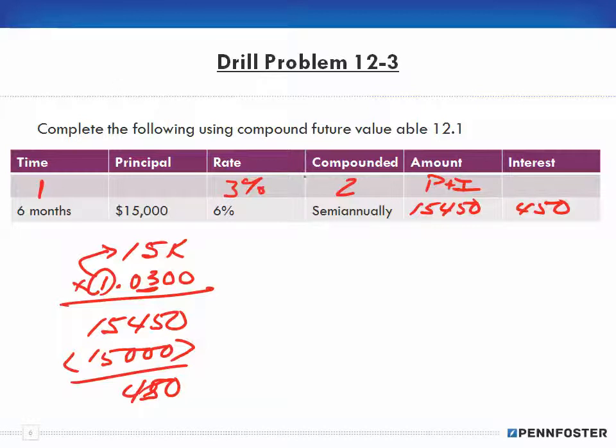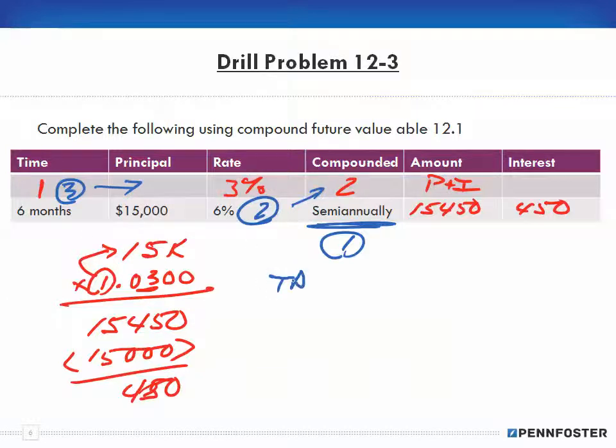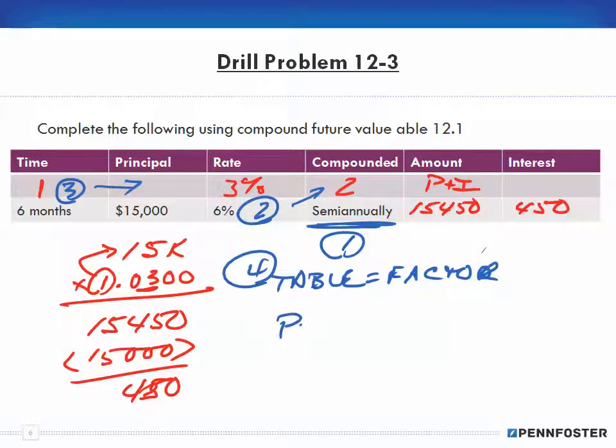Number one, I'm looking at how often it's compounded. Number two, I look at the interest rate and convert it to the compounding periods. Number three, I look at the number of periods, the time, and I convert it to the number of periods. Then I go and look on the table. So that's step number 4, part of the pattern. I look on the table for the factor, and then I multiply the principal times the factor, and I get a total amount.